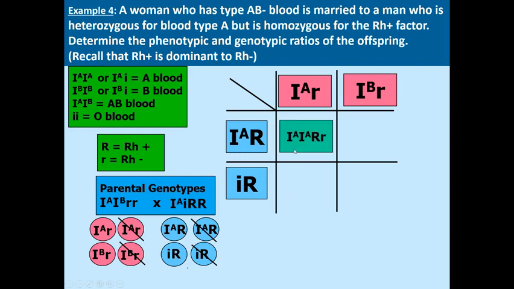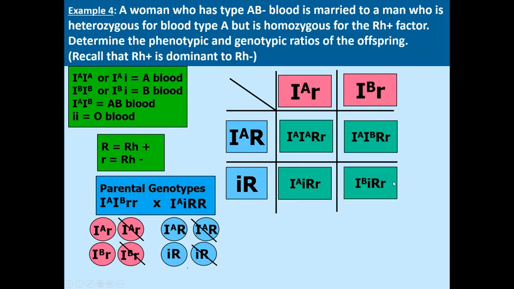Let's now cross them. For that first one, we have I^A, big R, little r. The second one, we have I^B, big R, little r. Third one is I^A i, big R, little r. And finally, I^B i, big R, little r.